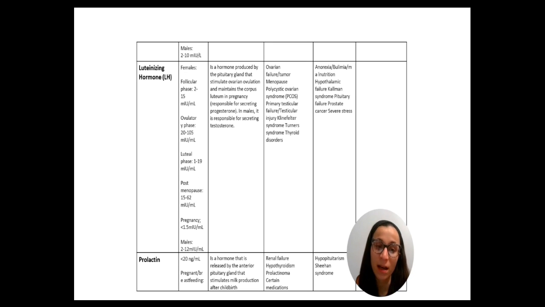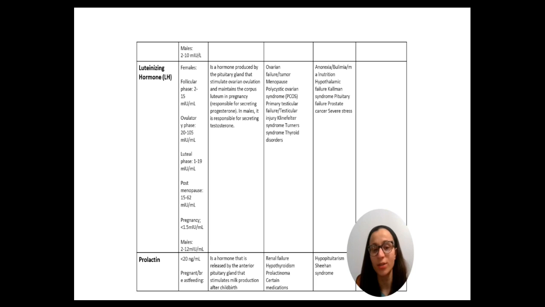The next hormone that we're going to be talking about is LH, which is luteinizing hormone. LH, the ranges are going to depend on where you are in your cycle, and for males, it's pretty consistent between 2 to 12. And in pregnancy, it's under 1.5. So what it is, is a hormone produced by the pituitary gland that's going to stimulate ovulation and maintain the corpus luteum in pregnancy. So it's responsible for secreting progesterone, and in males, it's responsible for secreting testosterone. Some causes why it could be elevated are menopause, PCOS, primary testicular failure, some genetic conditions like Turner syndrome, and some reasons it could be really low are anorexia, malnutrition, Kallmann syndrome, pituitary failure.